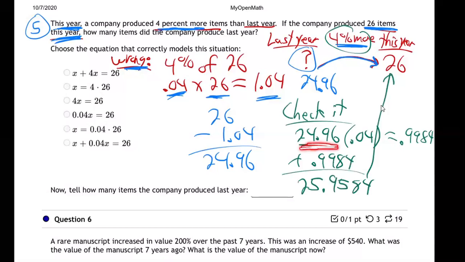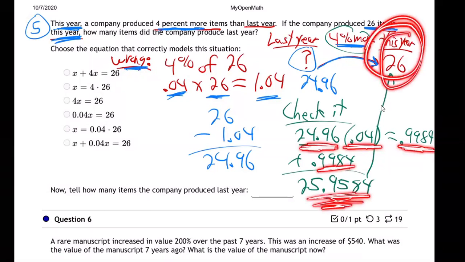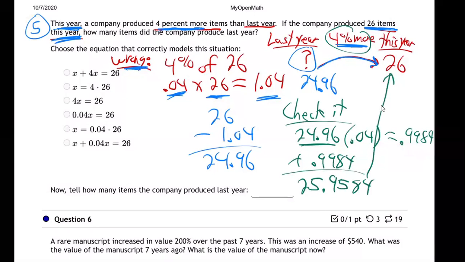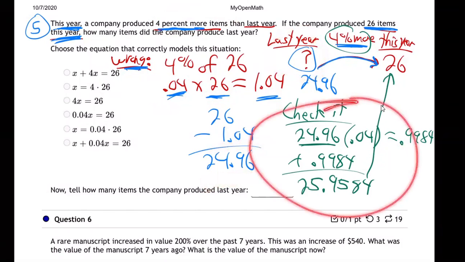You see how the check proved it's not right? If it was really 24.96 last year, and they went 4% more, then multiply by 4%, add this to the 24.96, it does not become 26, which is what they told me they're at this year. So no, that's not right. Well, what happened? Why didn't it work? We took 4% of 26, that's what they said, 4%, and then we subtracted it because it was less last year, and got 24.96, but then somehow this check didn't work. What's going on? Why isn't this 4% thing working right? Isn't that what we're supposed to do? 4% of 26? No. Why not?